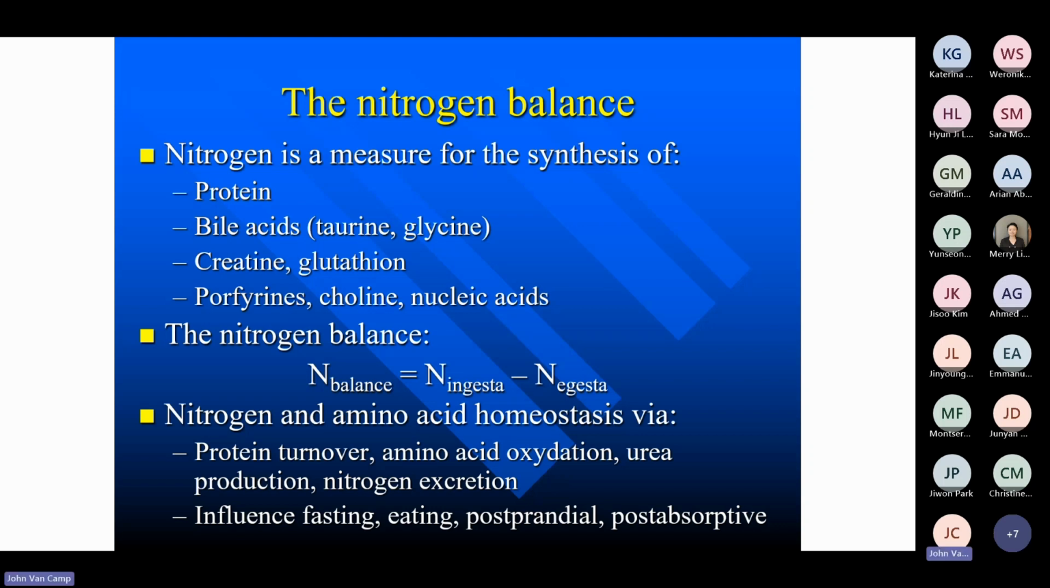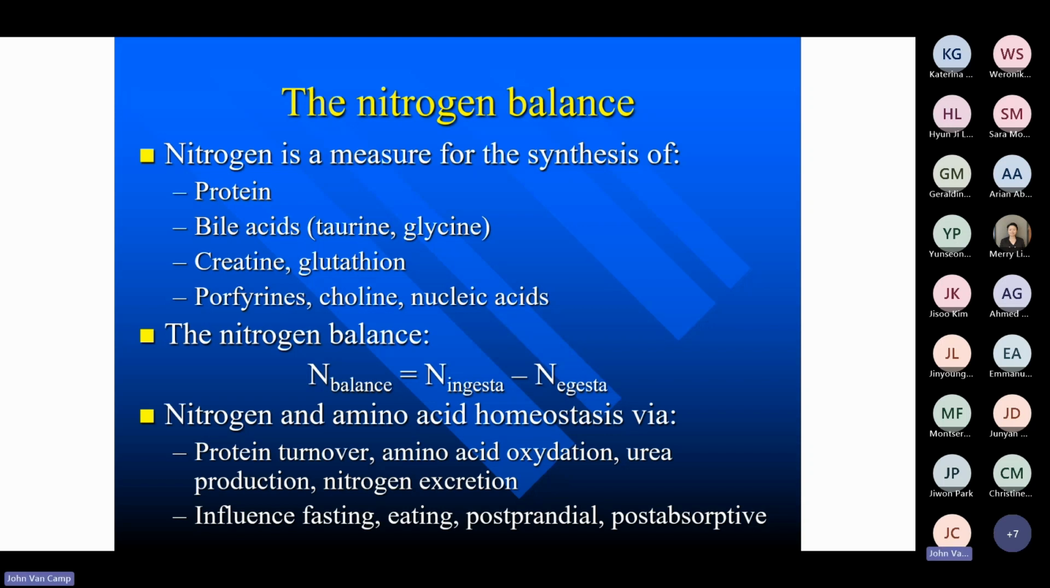The balance of nitrogen is the same as with energy. So you look at what is coming in, you look at what is excreted, and the difference between the two is the balance. If it's positive balance, then it means you take up more than what you lose. Negative balance, you lose more than what you take up. And a nitrogen balance equal to 0, the two are in equilibrium.